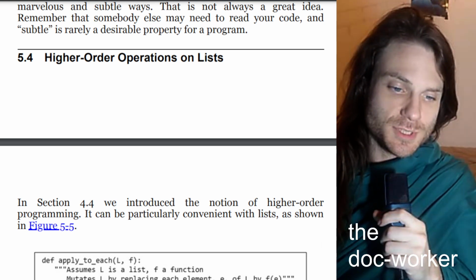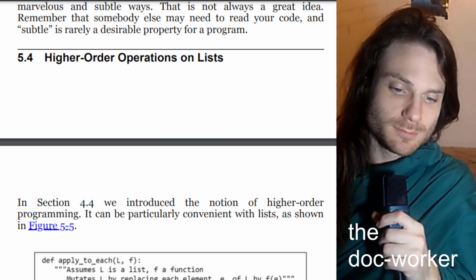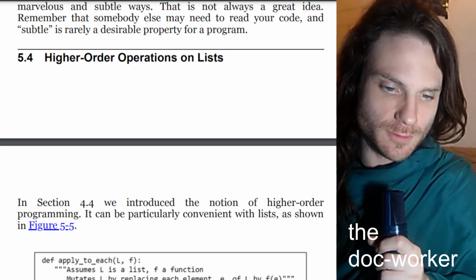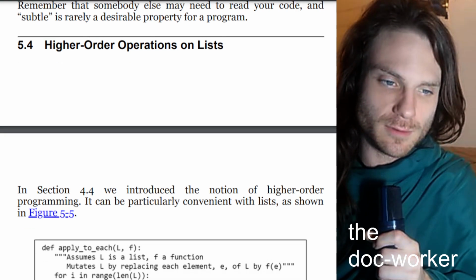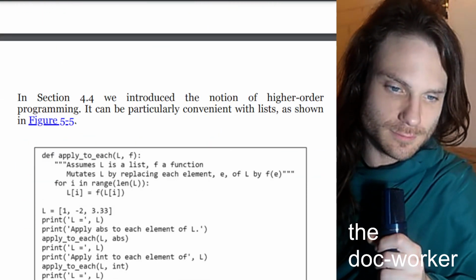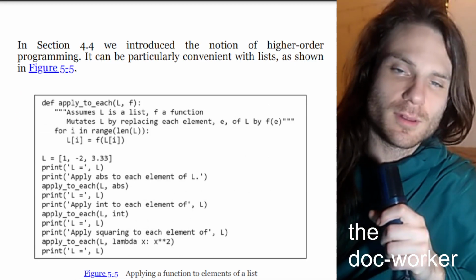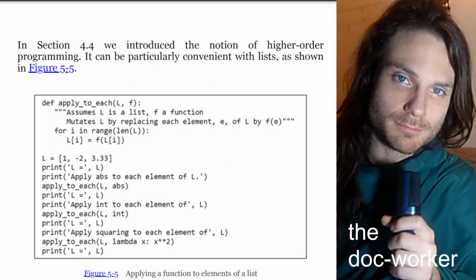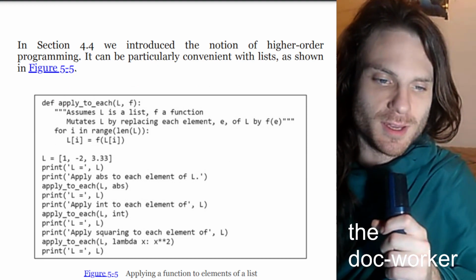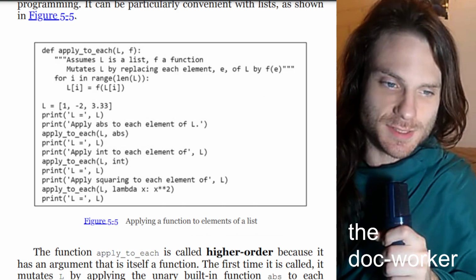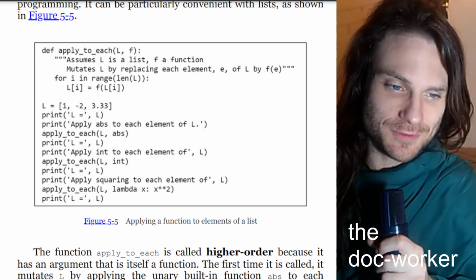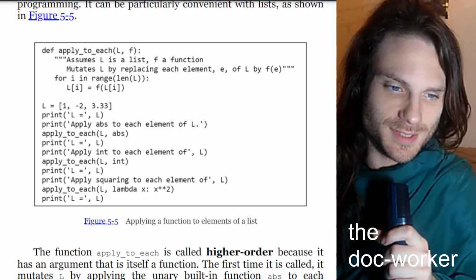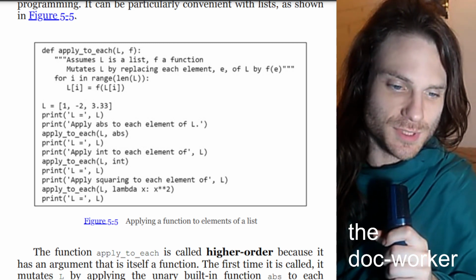Higher order operations on lists. In section 4.4, we introduced the notion of higher order programming. That's where a function takes in another function as an argument. It can be particularly convenient with lists, as shown in figure 5-5. Check it out. It's explained well enough in this next paragraph that I'm just going to jump to that.